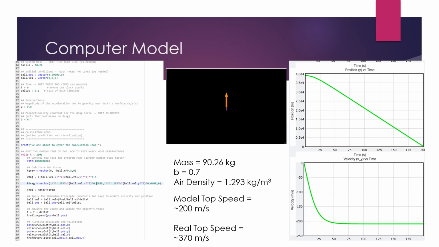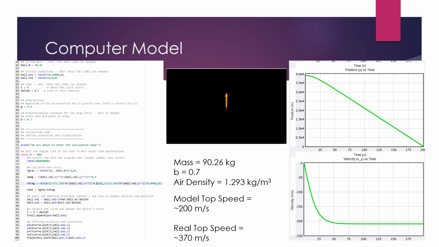This is now the computer model that I made up for it with a ton of assumptions and a ton of simplifications. Mass, I just searched up the average male mass, found it about 90 kilograms. For our coefficient of drag, B, I found that approximately while skydiving, when you go head first to create the smallest cross-sectional area, it's about 0.7. Air density, 1.293 kilograms per meters cubed. That is at sea level.